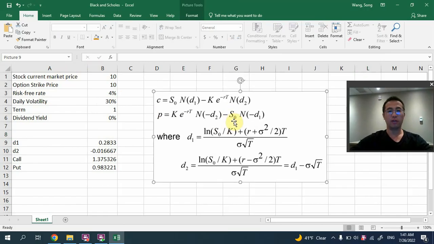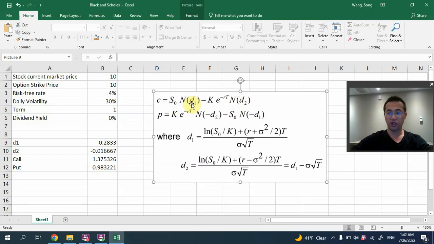So this is the formula for Black-Scholes model. Basically it's used to estimate the call option value and the put option value based on several factors. The K here stands for the strike price of the option. The S here stands for the current stock value or stock market price. And you also have a normal distribution for a certain threshold value, D1 and D2.